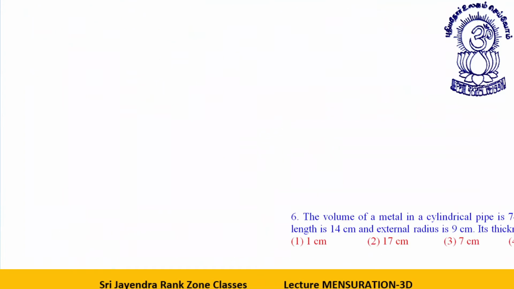Now we have a good concept. The volume of a metal in a cylindrical pipe is 748 centimeter cube. Its length is 14 centimeter and external radius is 9. Its thickness is, see, dear students, what we need to do is we have first of all a cylindrical pipe. How do we find the volume of a cylindrical pipe? Let me show you first of all a cylindrical pipe. How does it look like?